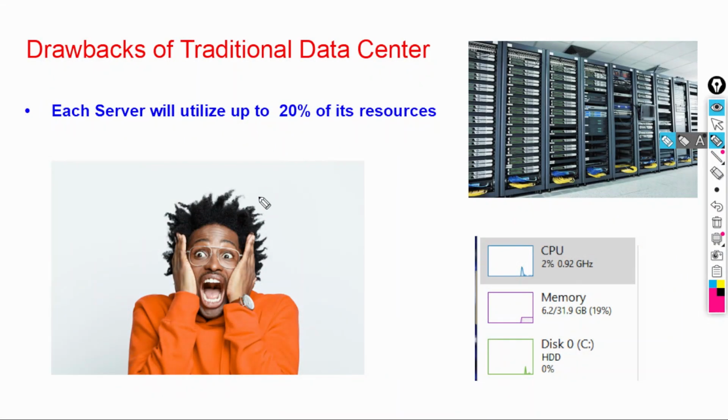And the shocking part is each server in the traditional data center will utilize up to 20% of its resources, which means we are wasting 80% of the resources of each server. I have taken a screenshot of one of the computers. If you see here, the CPU utilization is 2%, memory utilization is 19%, and the hard disk utilization is 0%. So imagine you are spending a lot of money and we are utilizing only 20% of the resources of each server.